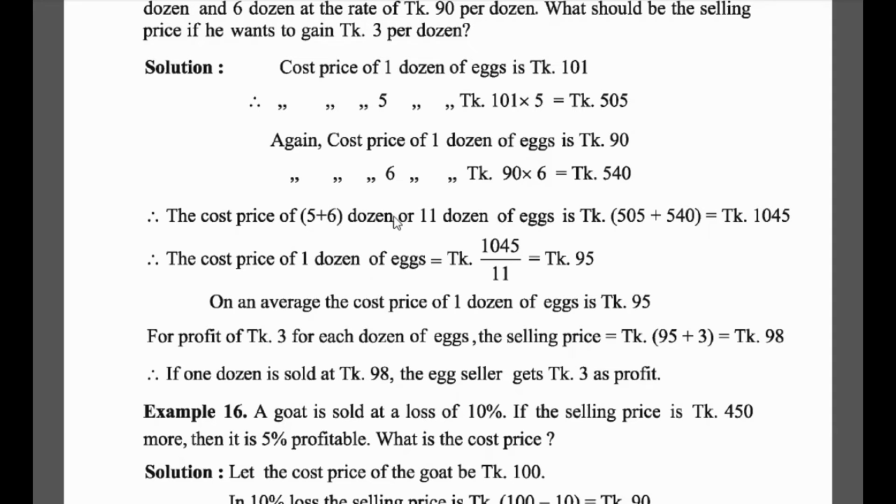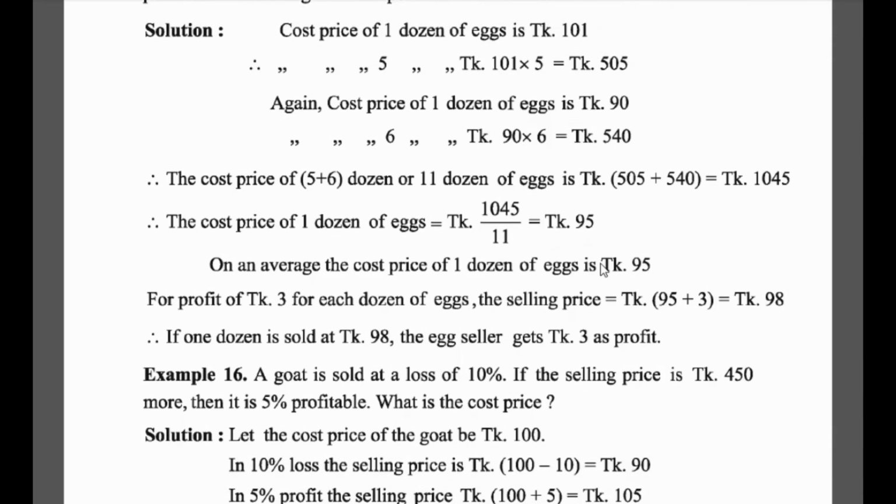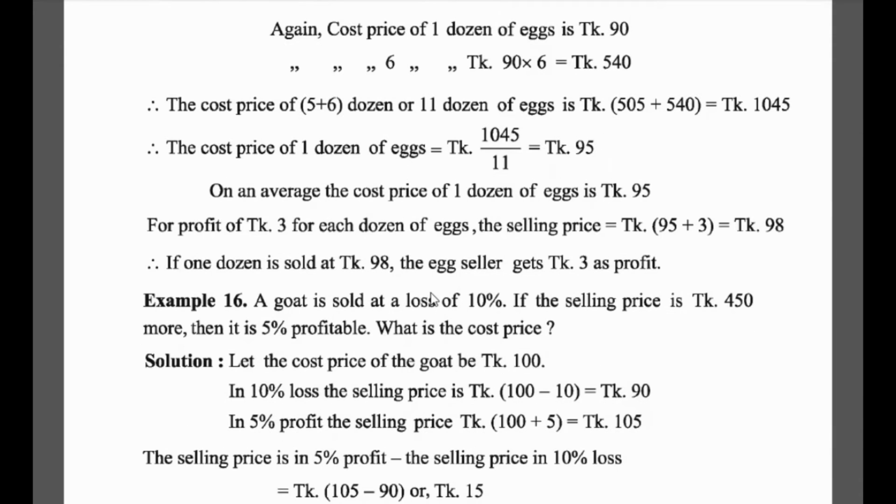Let's know the cost price of 1 dozen of eggs. That means 1045 will be divided by 11. So the cost price of 1 dozen of eggs is equal to taka 1045 divided by 11. We have done it here. You can see it is equal to taka 95. On an average, the cost price of 1 dozen of eggs is taka 95.